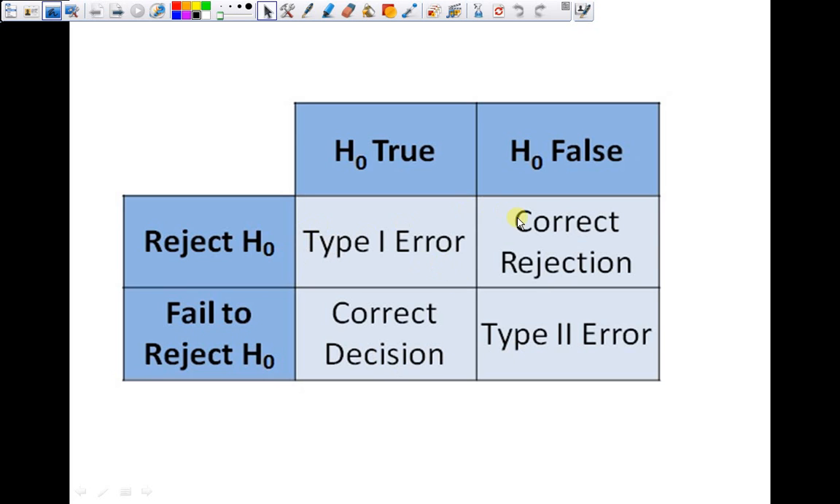The reason I related that back to the judicial system is you can remember type 1 error is thinking someone is guilty when they're really innocent. And type 2 error is concluding that someone's innocent when they're actually guilty.